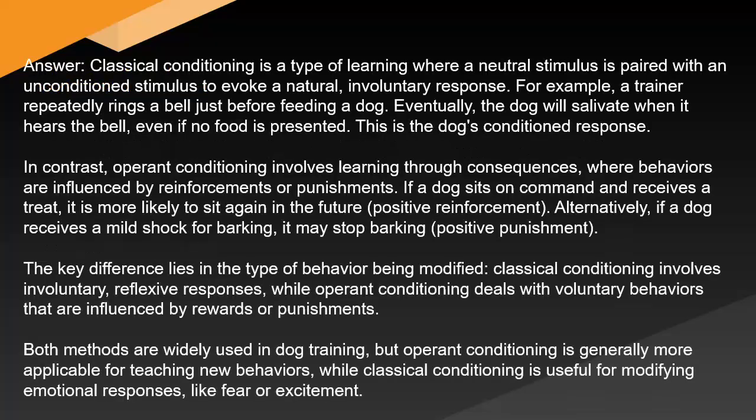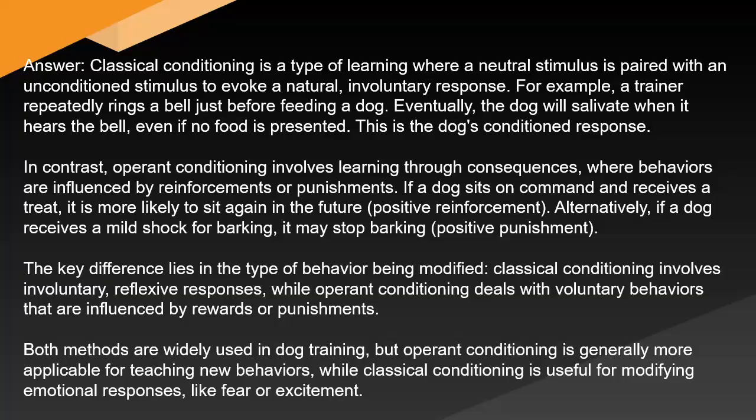Answer: classical conditioning is a type of learning where a neutral stimulus is paired with an unconditioned stimulus to evoke a natural and involuntary response. For example, a trainer repeatedly rings a bell just before feeding a dog. Eventually, the dog will salivate when it hears the bell, even if no food is presented. This is the dog's conditioned response.